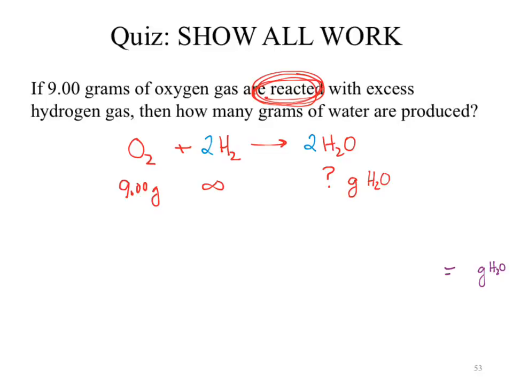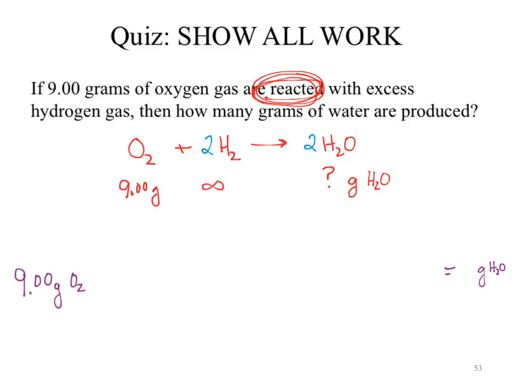What do I need to start with? 9 grams of oxygen gas. If we look at our equation, I'm starting with grams of oxygen and I'm ending with grams of water. I notice a lot of people are trying to cancel oxygen so they have grams. You can't do that. Nope. Your unit is grams of oxygen. The unit is not grams. The unit is grams of oxygen. You can't cancel oxygen out of the unit.